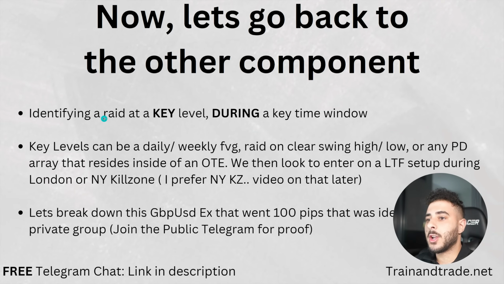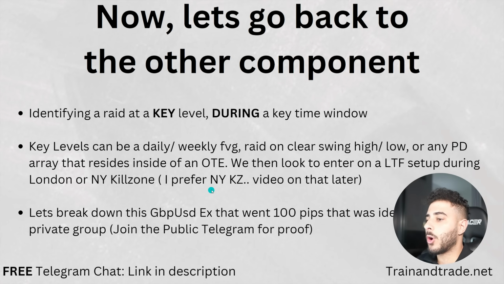So the other key component was identifying a raid at a key level during a key time window. Key levels for me, again, let's define that, can be a daily or weekly fair value gap, a raid on a clear swing high or low. So let's just say we take out a key weekly high or low. Any PD array that pretty much resides inside of an OTE. So it could be an order block, it could be a breaker, it could be whatever the case may be. That we then look to enter on the lower time frame setup during London or in New York's kill zone. I personally prefer New York.